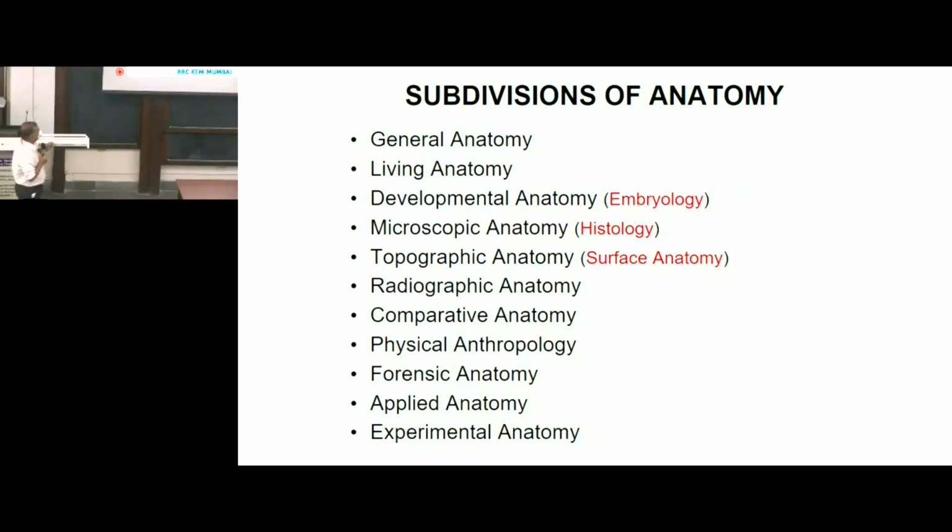Then radiographic anatomy, as the name suggests, study of anatomy using radiographic techniques like MRI, CT scan, X-rays is radiographic anatomy. Okay, so actually it is in a living being, but you are using special techniques. Comparative anatomy, as the name suggests, you are going to compare anatomy of one organism with the other.